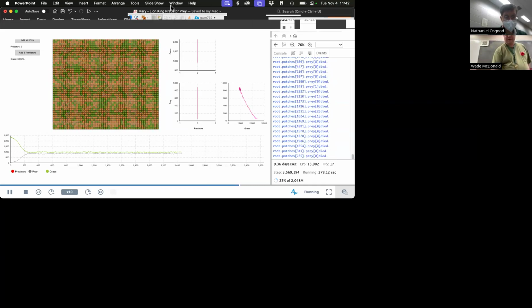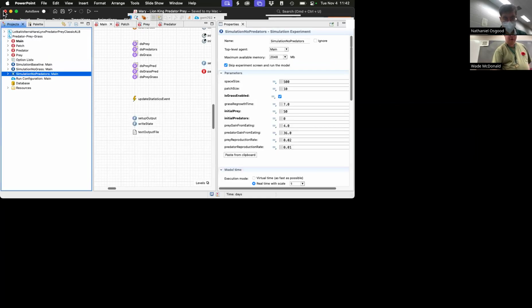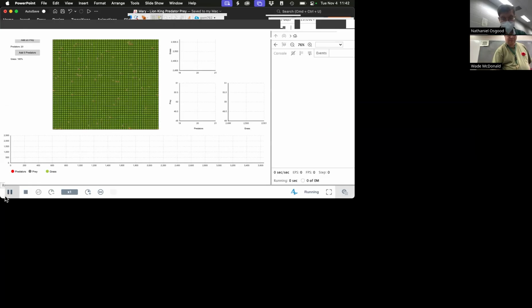All right. So let's now run the full model, which I've called the baseline scenario. So grass is enabled. There are prey and predator animals. So let's take a minute to think about what we expect to see here now with all three types of life involved in the system.